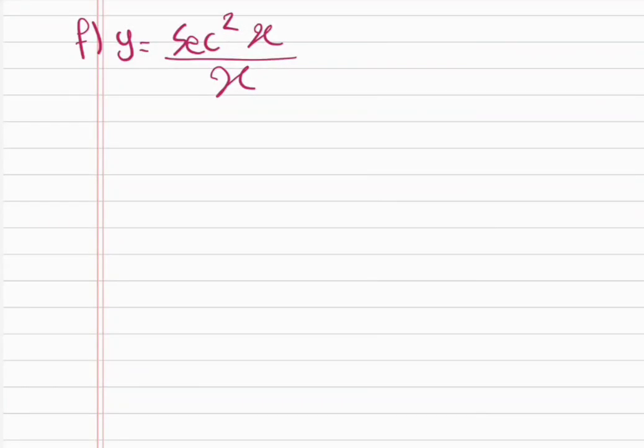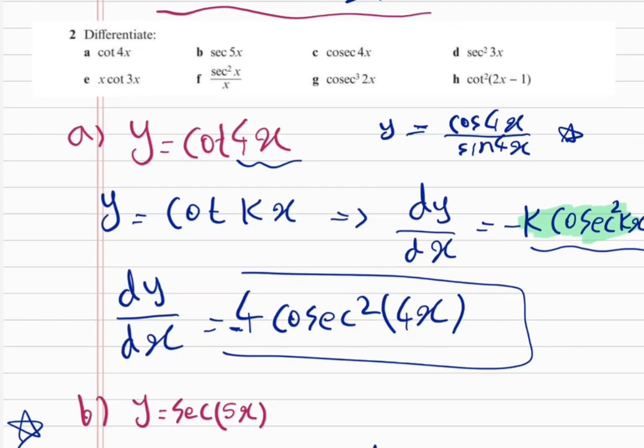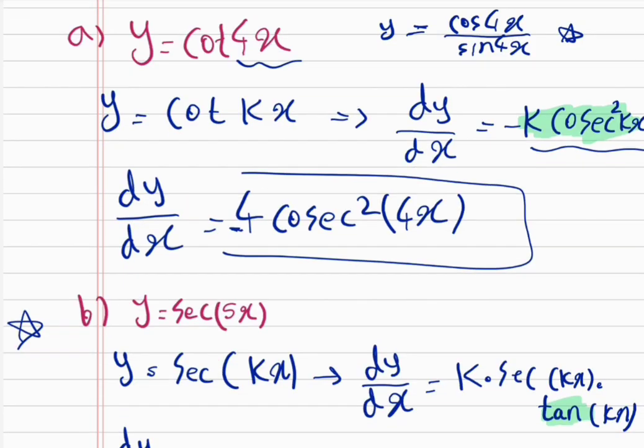Hi everyone, this video is on exercise 9F of A-Level Maths Pure 2. In the last video, this is question 2, I went through parts A to D, and in this video I'm going to do F and H because these are the most interesting ones. E and G are very similar to the previous 4 questions that I solved.